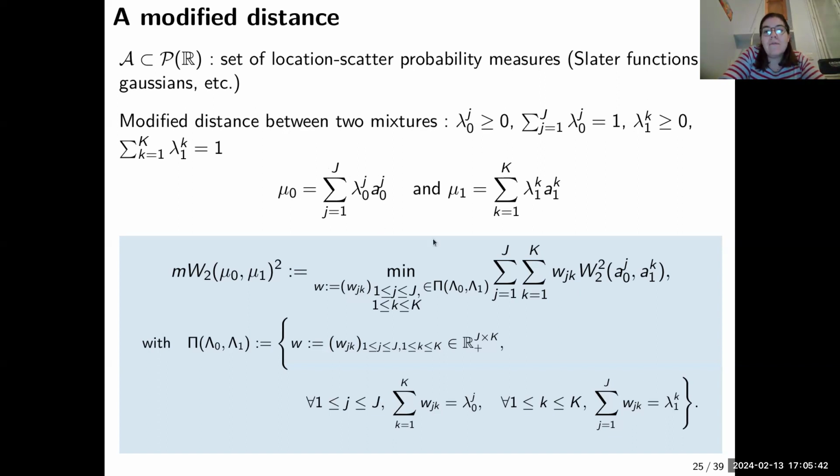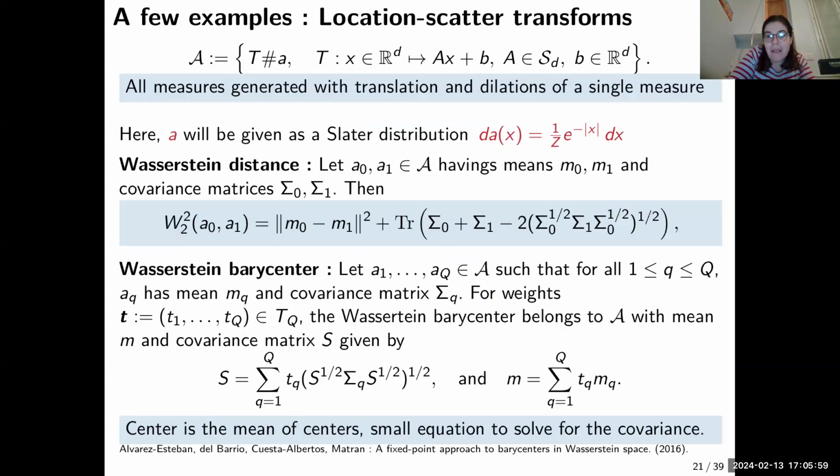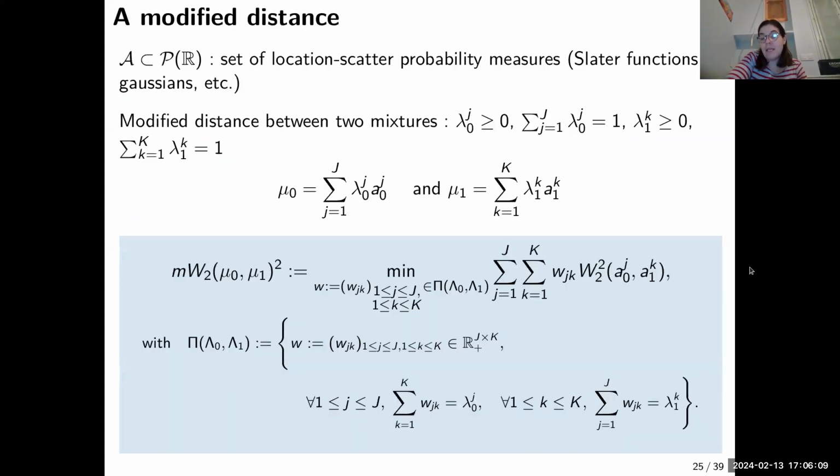In particular, for the Wasserstein distance, you see this quantity here, because you consider very particular types of probability distributions that are these location-scatter probability measures. The quantities that appear here are explicitly computable out of the means and the covariance matrices. So this is very straightforward. This is why this modified Wasserstein metric is very interesting in order to upscale to real-life applications, and that's what we are currently doing. So the cost will be related to the number of terms in these sums.